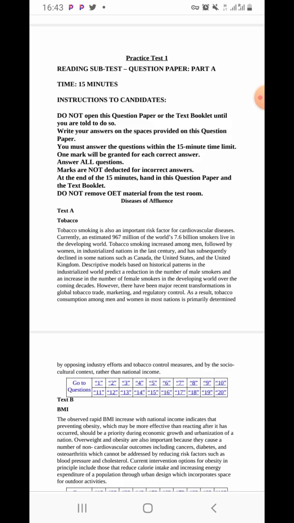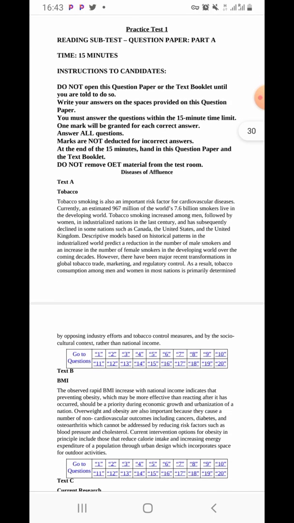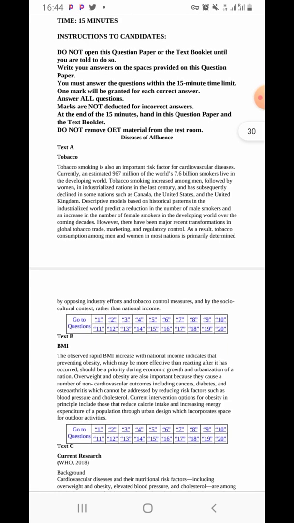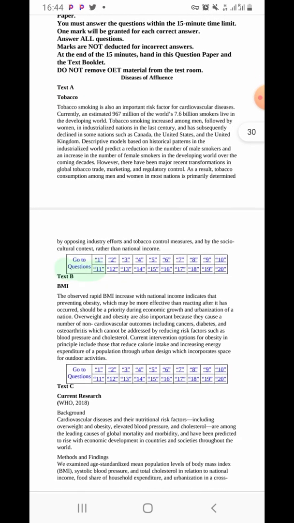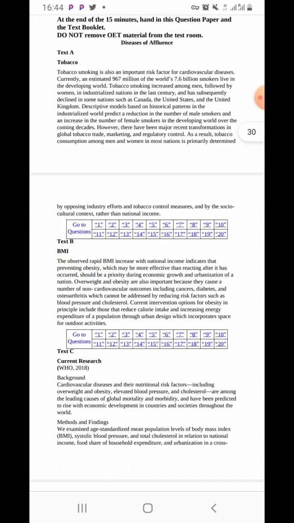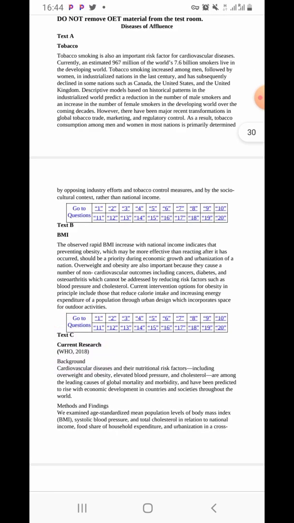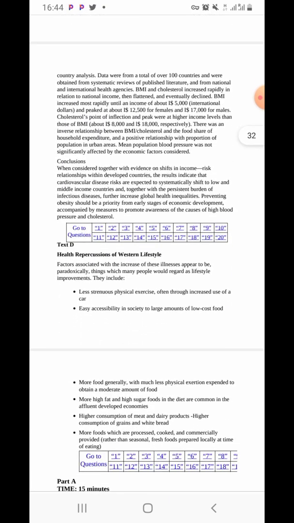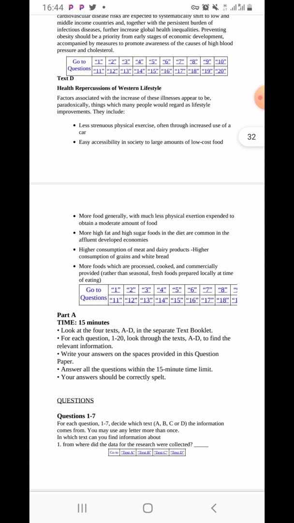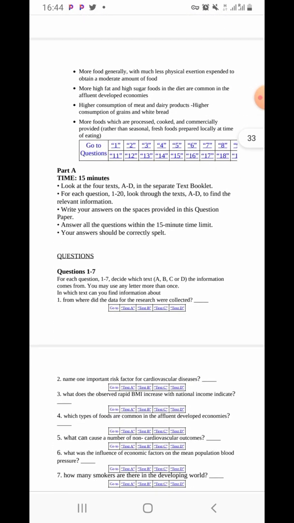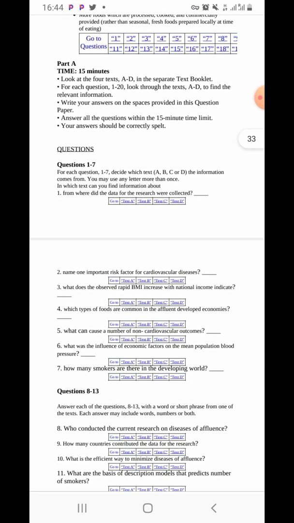And how are we going to do this? If you look at the text very well, you will see that they have headings. Text A is all about tobacco. Text B is talking about BMI. Text C is talking about current research, while text D is about health repercussions of Western lifestyle. So now let's go into the questions. Questions 1 to 7.